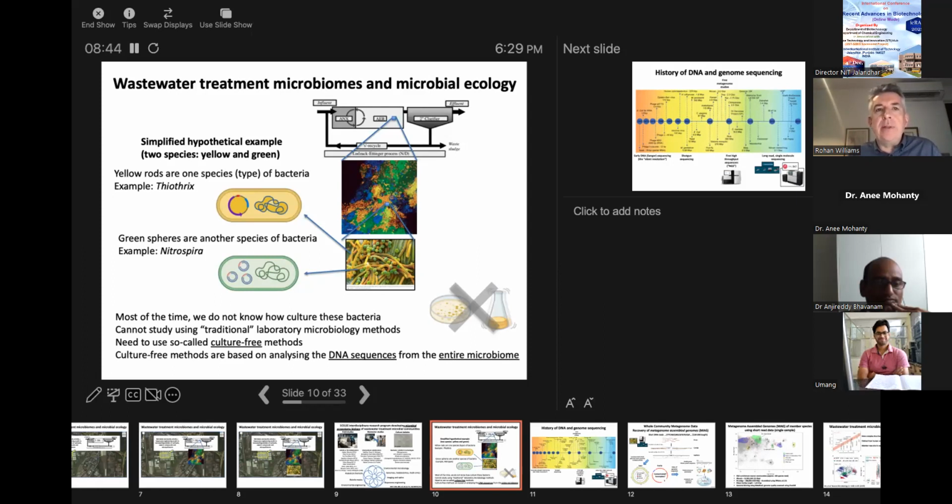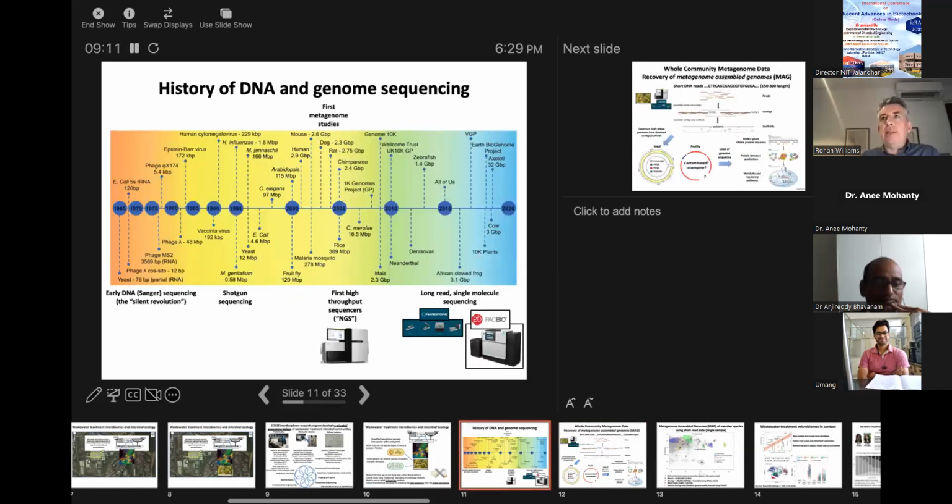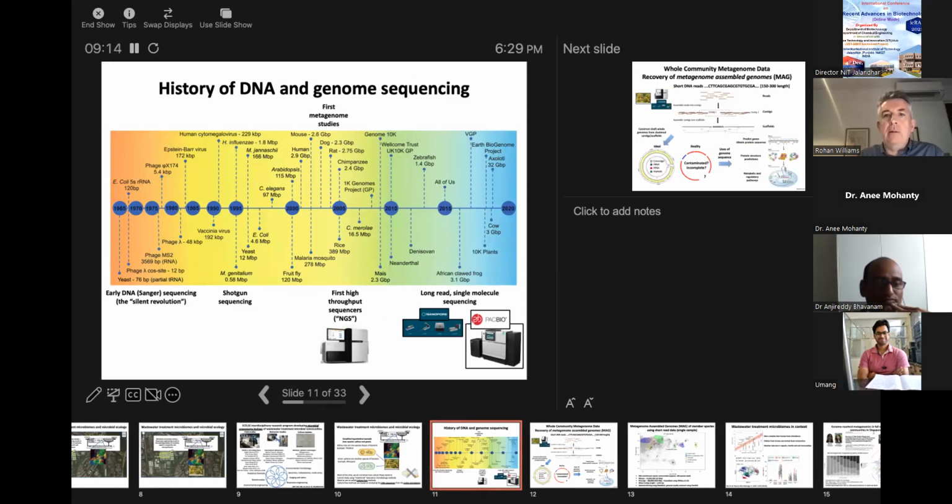So we need to use other approaches, and these are so-called culture-free methods. These culture-free methods are basically reliant on analyzing the DNA sequence of the entire microbiome. So the idea is that you extract all the DNA that you can from one of these samples, from one of these plants, and analyze that DNA and try to understand the composition and function of the community. And this, of course, is very dependent on technology.